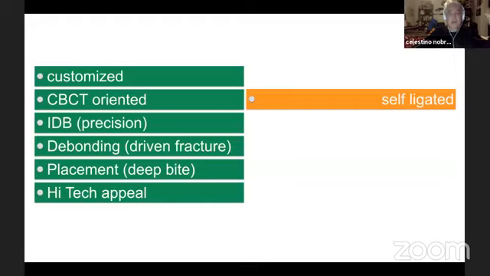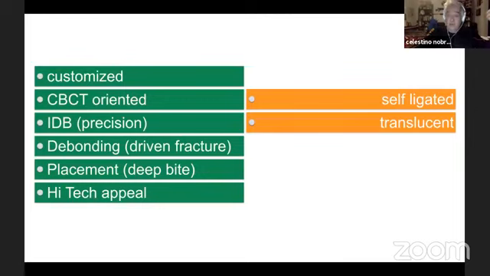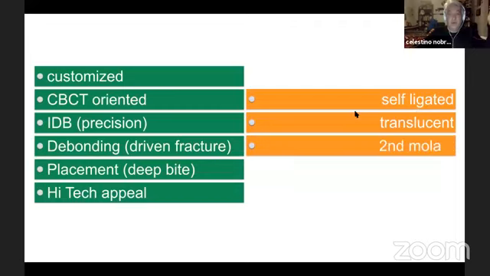On the other hand, the brackets are not self-ligated. The brackets are not translucent. They're not beautiful yet. But from 2 months ago, we started some cases with very, very clear brackets. They are going to be very translucent from now on. You know, of course, we need to involve second molars, right?